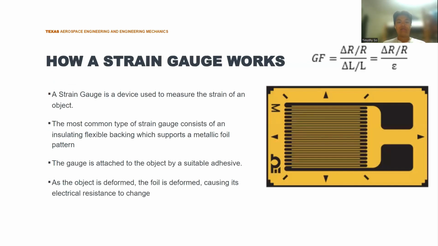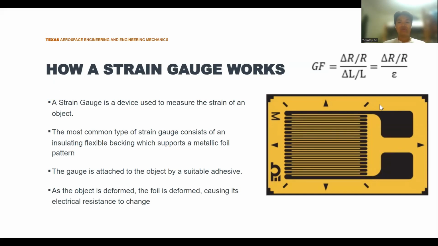Cool, so how does a strain gauge work? A strain gauge measures the strain of an object. Strain is the change in length of an object over the original or total length. The most common type of strain gauge is shown to the side, where it is a metallic foil, a long piece of wire that is sandwiched between two flexible plastic backings and glued to the vessel or the thing you're trying to measure.